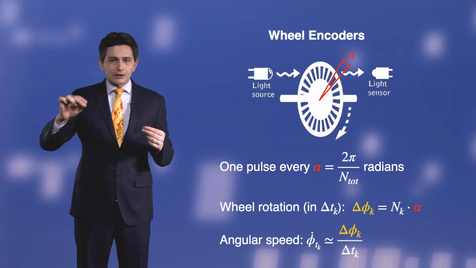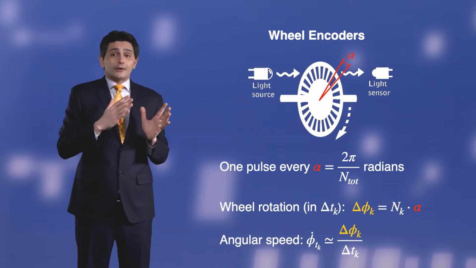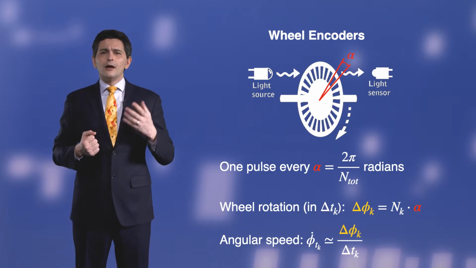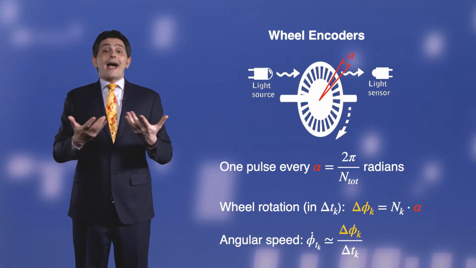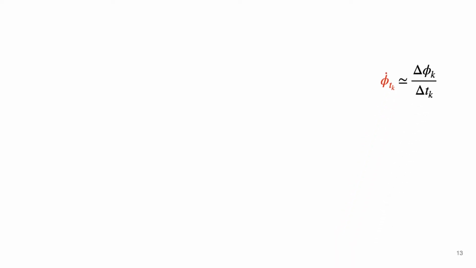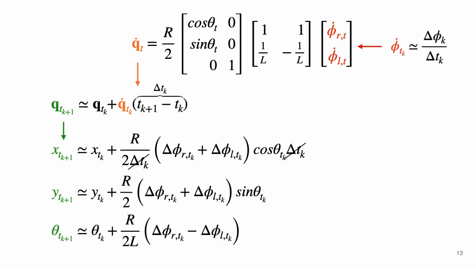Knowing how many markers there are in a whole circumference, we can derive how much each wheel rotated by just counting the pulses in each k-th time interval. By dividing the total rotation by delta t, we can then measure the average wheel angular speed in that time frame. Expanding the kinematics model expressions, we gain insight on the pose update process. Notice how the time intervals cancel out, so we don't need to actually compute the angular speed of each wheel, but just the total rotation.